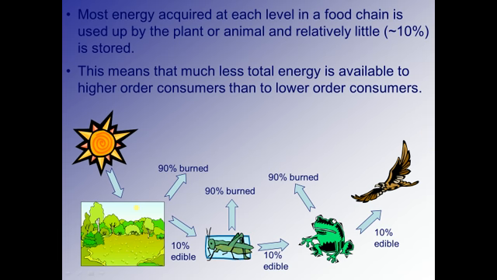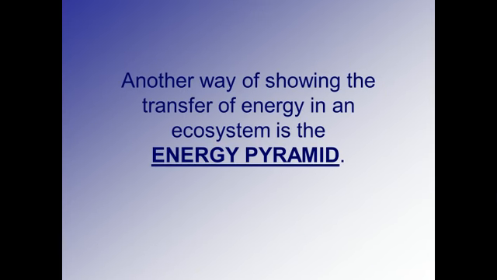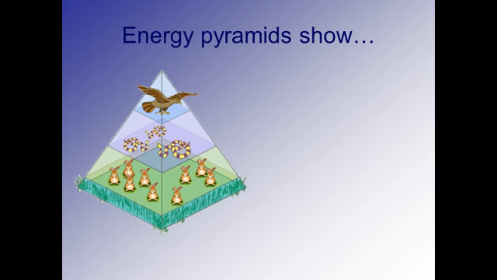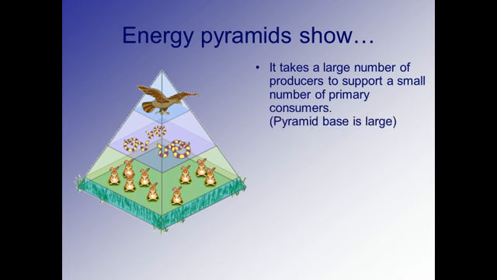Each trophic level, most of the energy is being burned by the organisms at that particular trophic level. Another way of showing this transfer of energy is what we call an energy pyramid. The energy pyramids show that it takes a large number of producers to support a smaller number of consumers at each level. That is to say, it takes a very large amount of grass to produce enough energy to keep all these bunnies alive. To keep all the snakes alive at the next level, it takes a lot of bunnies.